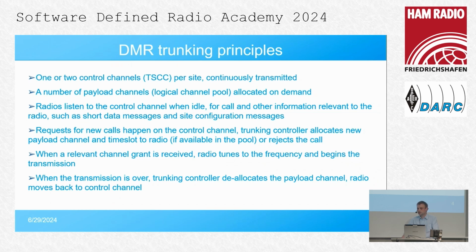When a channel grant is received, after the user places the request, the radio will automatically tune to the frequency of that channel and will begin to transmit, which will be repeated back on the RF. And when the transmission is over, the user radio will return to the control channel, and the trunking control will deallocate the resource so that it is made available to new users which are requesting it.